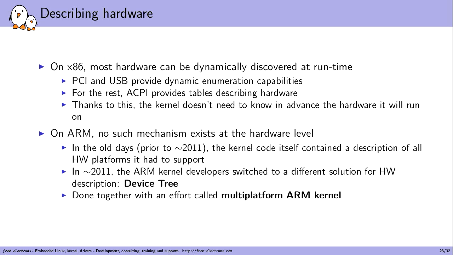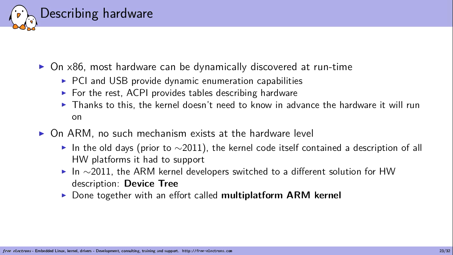On ARM, there is no such mechanism that exists at the hardware level, and so we have to find another way. In the old days, the kernel code itself would hard code the description of what's on your hardware platform. The bootloader passed to the kernel a number that uniquely identifies the hardware platform you're booting on, and the kernel looks at this number and says, oh, okay, you're booting on platform 1234. Platform 1234, I know it's a Freescale IMX6 based development board which has this and this and this and this and this peripherals. And this was all hard coded in C code.